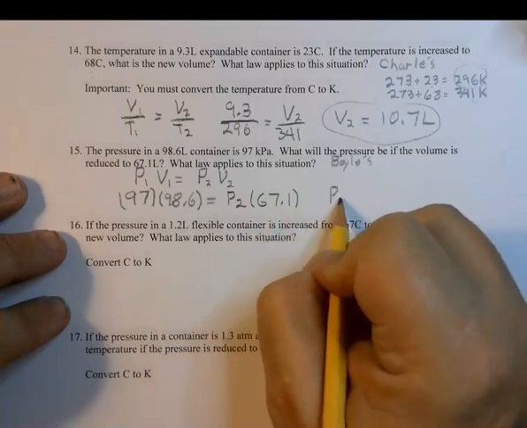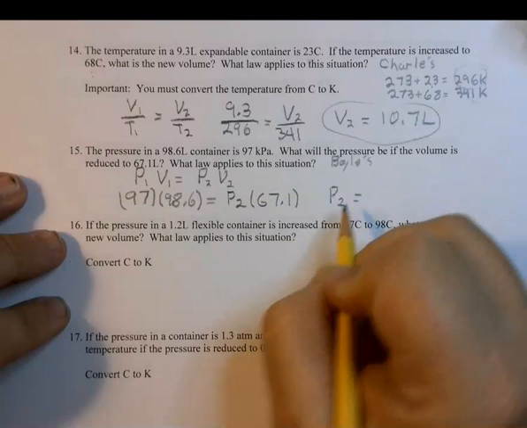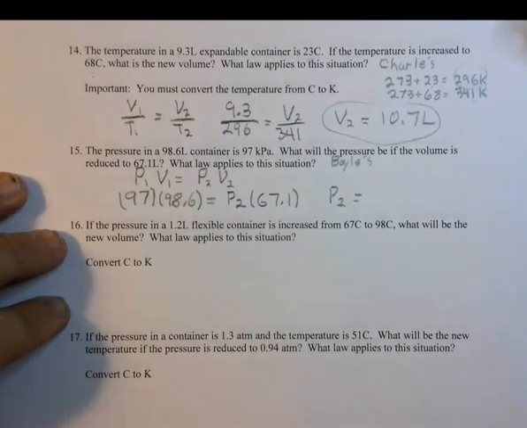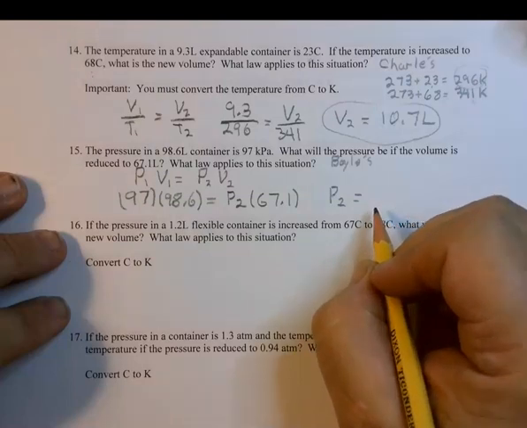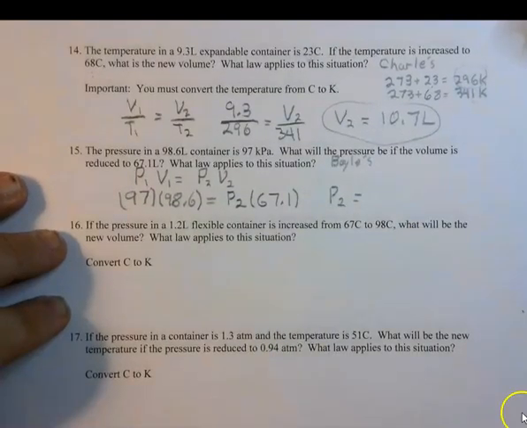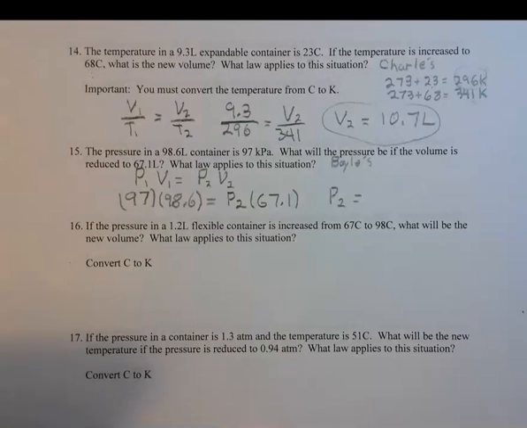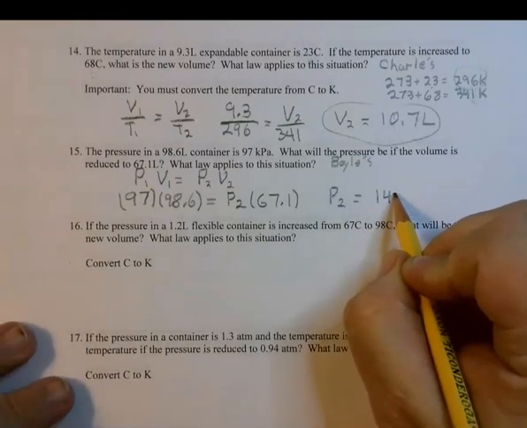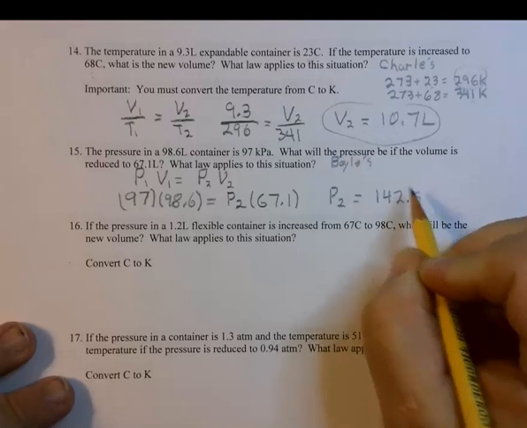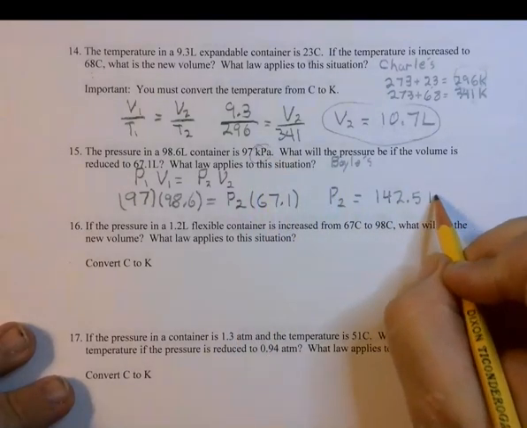So our pressure ends up being, when you run the numbers, do the algebra on that... Okay, so we'll do the math here. So it's 97 times 98.6 divided by 67.1. And that's going to give you 142.5. And the units we were using in this problem are kilopascal.